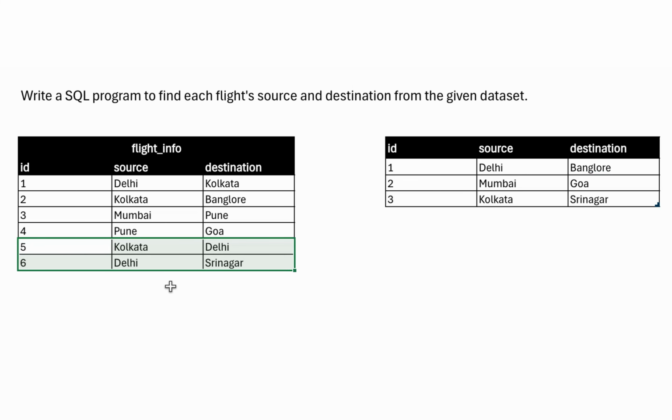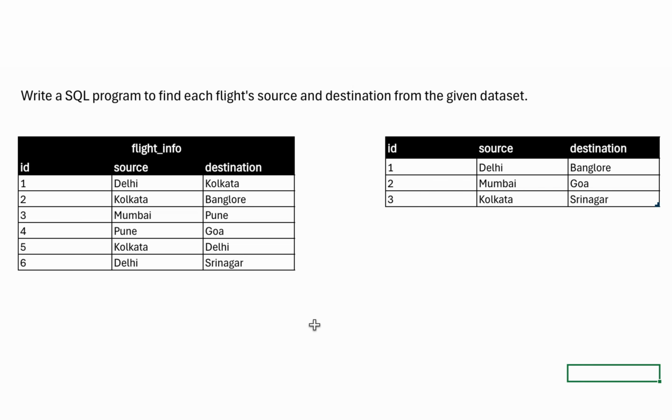Now let's look at the last two records in our flight info dataset. In this we have a flight going from Kolkata to Delhi first, then the same flight is going from Delhi to Srinagar. So we can say that there is a flight going from Kolkata to Srinagar, and we also have an intermediate destination which is Delhi. That is why we have one more row which has ID3. That means there is one more flight going from Kolkata to Srinagar. So we have to solve this problem.